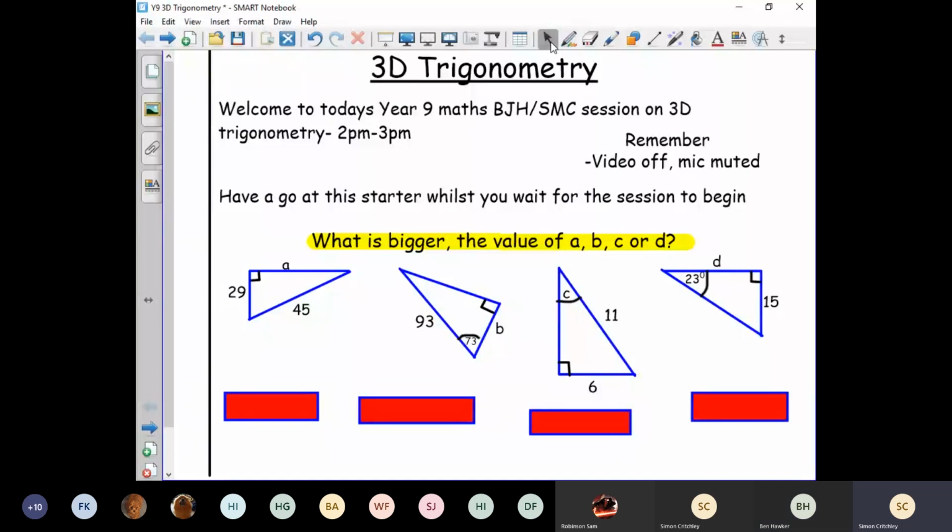So I'll give you a few minutes. It's going to take you a few minutes, isn't it? Because you're going to need to do all of them, essentially, before you're able to tell me which one is the biggest value. Mixture of skills, Pythagoras, and also SOHCAHTOA is involved here. And there's finding lengths of sides and there's finding an angle as well. So it's a big mixture of tasks and questions.